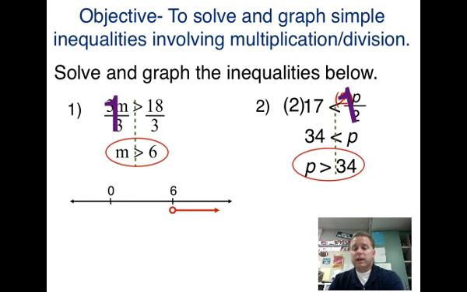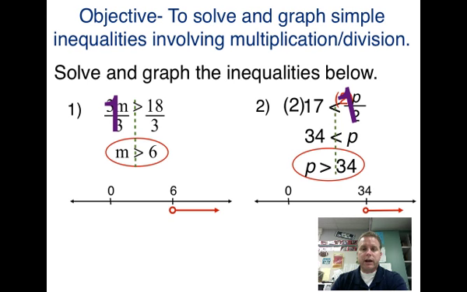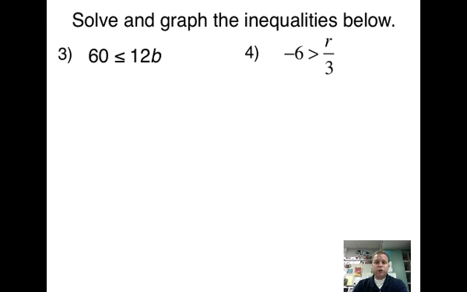Remember, if 34 is less than p, then p is greater than 34. Again, with just doing a simple number line, we're going to pick 0 and the number, in this case 34. And p is greater than 34, so it's going to be an open circle going to the right again. Would you try 3 and 4, please? Pause the video, come back when you're ready.